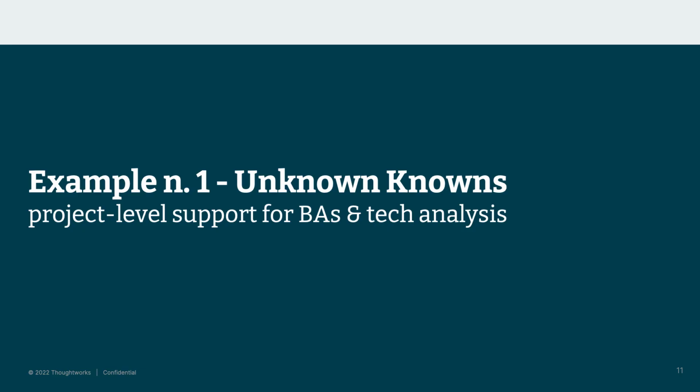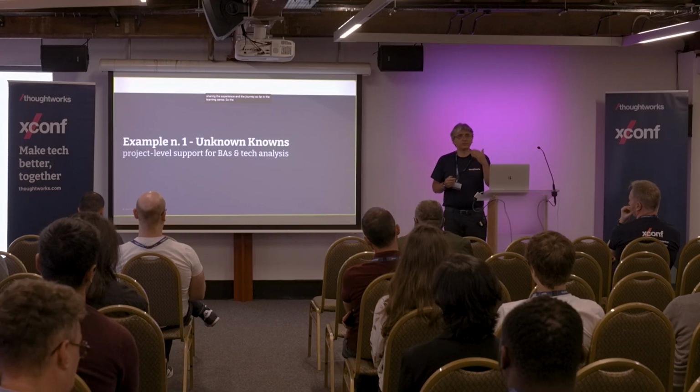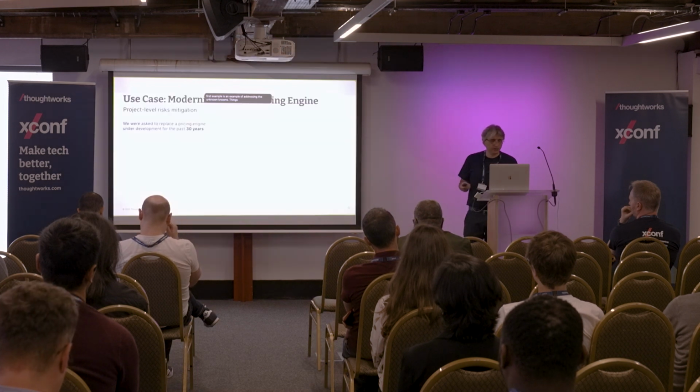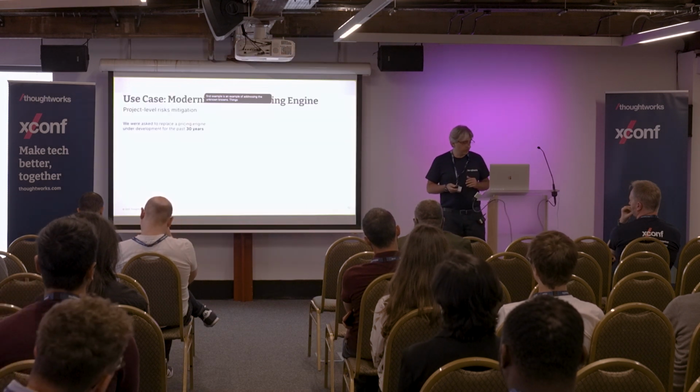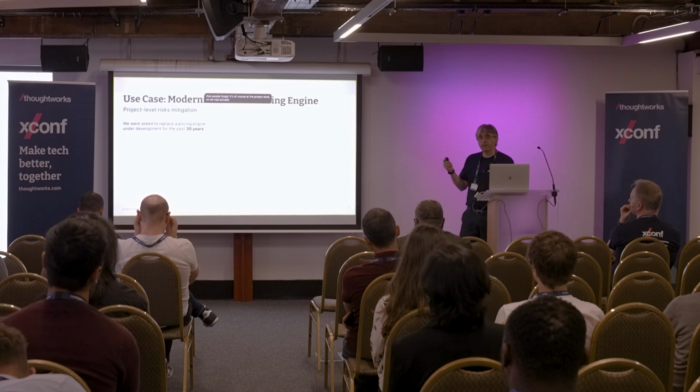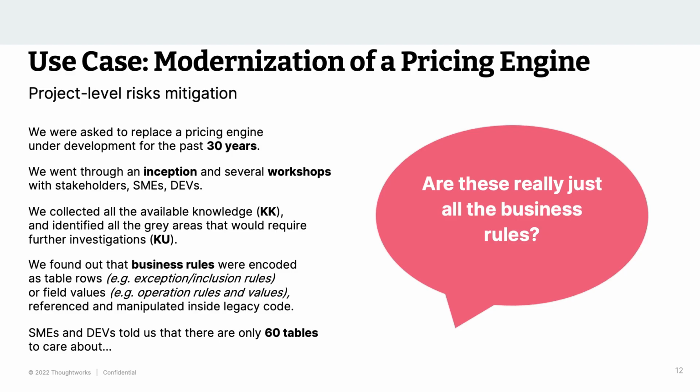So the first example is an example of addressing the unknown knowns, things that people forgot. And it's, of course, at project level. So we had actually a very specific problem. Maybe someone of you had a similar one. We had to replace a pricing engine that had been under development for the past 30 years. We went through all the standard stuff. We did the inceptions, the workshops, we talked with stakeholders, SMEs, devs. And we collected all the available knowledge that they remembered, and also the things they were not sure about, which may require further investigation, the known unknowns.